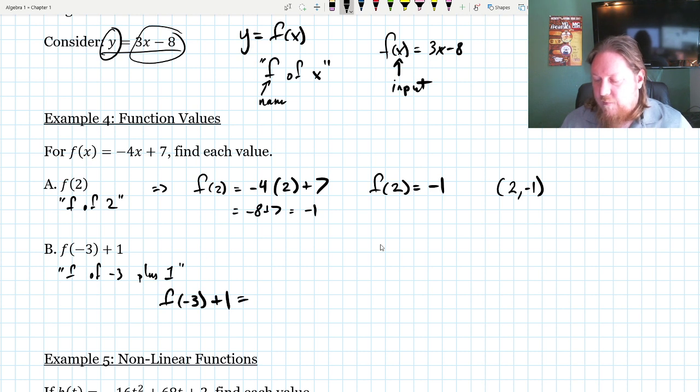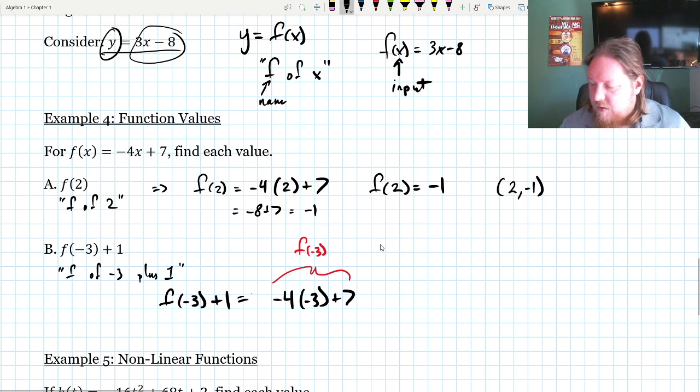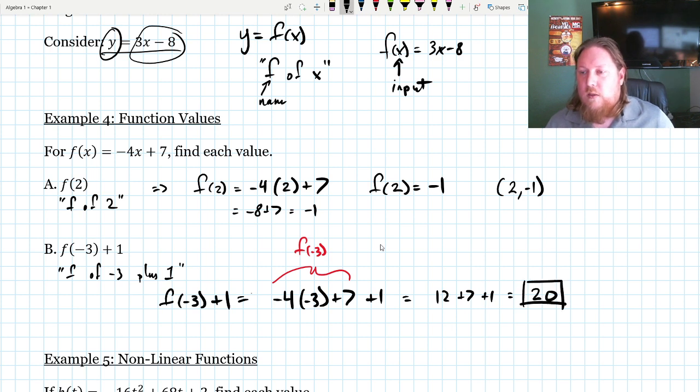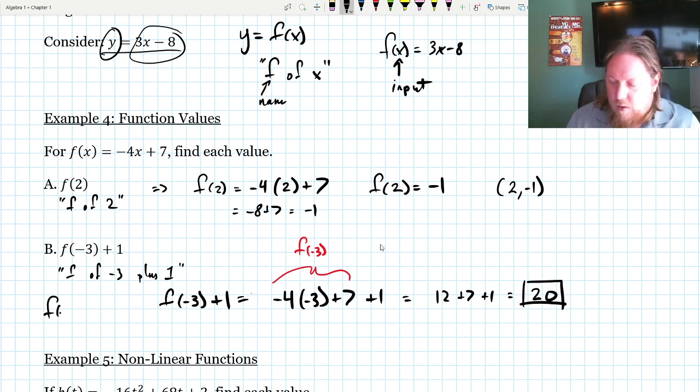Well, I know the function of negative 3 is negative 4 times negative 3 plus 7. All that right there, that is all f of negative 3. And then I'm just going to add in the plus 1 at the end. Negative 4 times negative 3 is positive 12, plus 7, plus 1. Well, all of that together is 20. So f of negative 3 plus 1 equals 20.